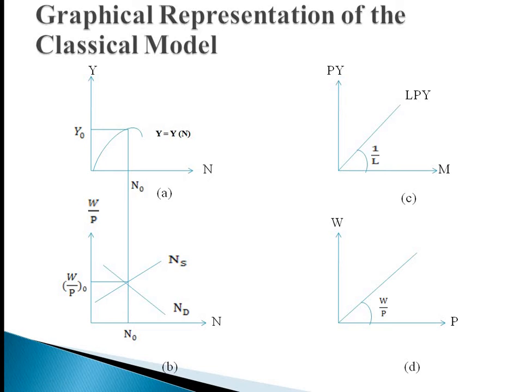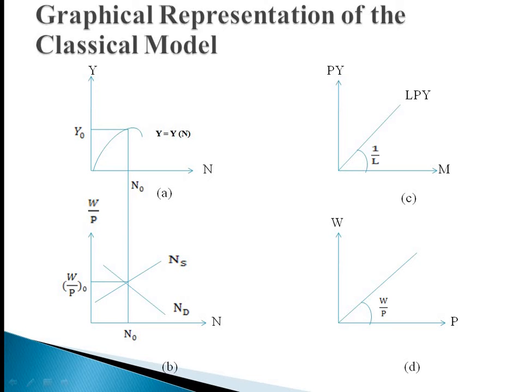The question that arises now is, what is the guarantee that Y0 output will be demanded? Because if Y0 output is not demanded, then N0 labor will also not be employed and the system will collapse. But we know that classicals believed in Say's law of markets, which says that supply creates its own demand. That means whatever is produced will automatically be demanded. That is, there will be no problem of deficiency of demand. So Y0 output will be demanded and N0 labor will be employed. So the system works.